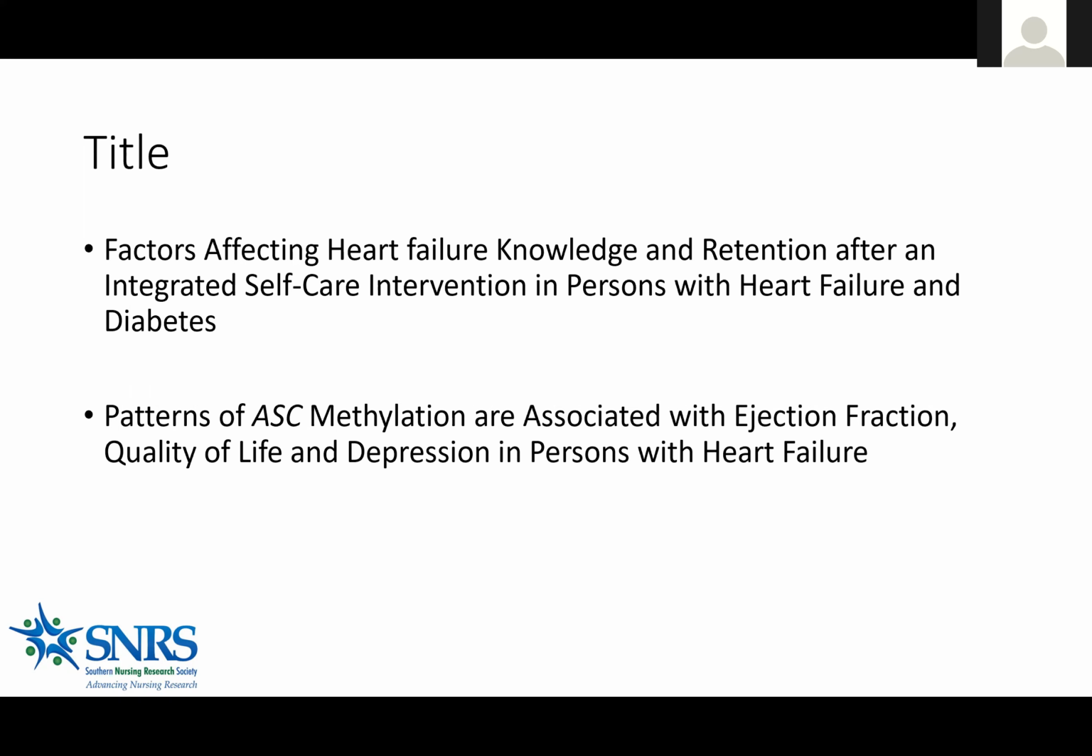And then a third example here would be something like: patterns of ASC methylation are associated with ejection fraction, quality of life, and depression in persons with heart failure. So I like something like that because it tells you exactly what you're going to see in the abstract, but it wasn't too long while still being descriptive. So you want to consider a title that gets people interested in your study and lets them know what to expect in the abstract and in your presentation.